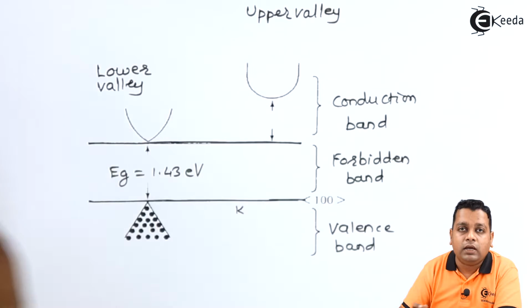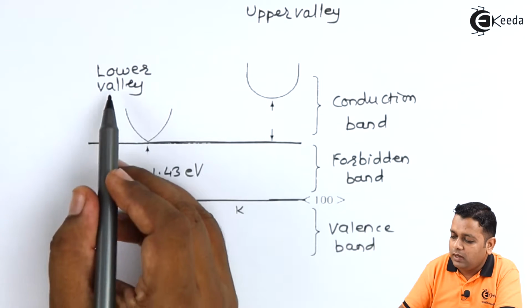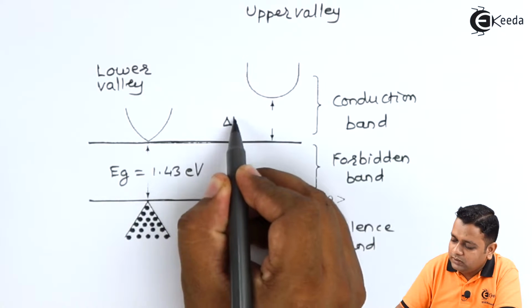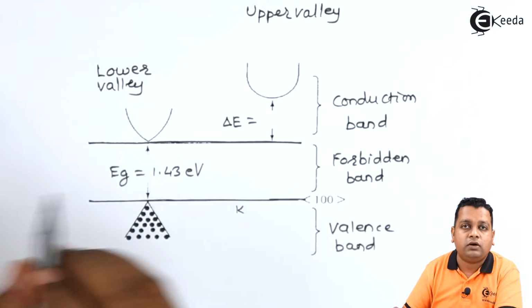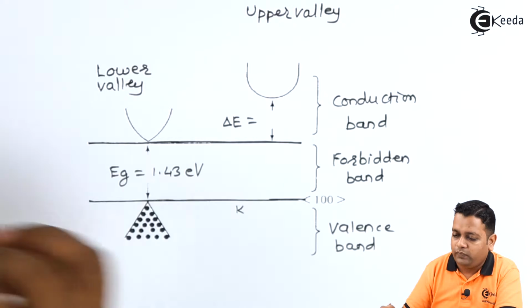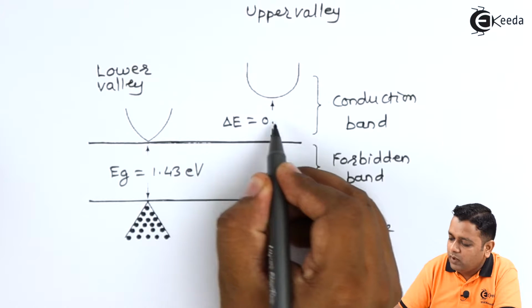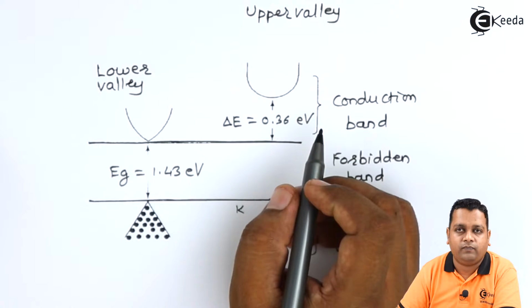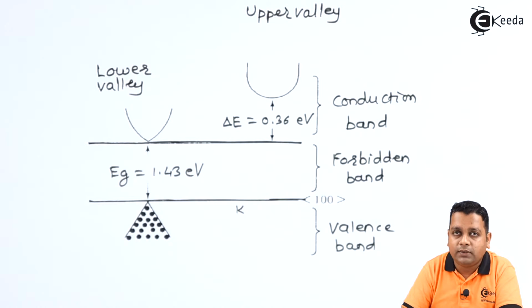Now, what is the energy difference between the lower valley and the upper valley? The energy difference between these two valleys can be represented in the diagram by delta E, and delta E has the value 0.36 electron volt here.